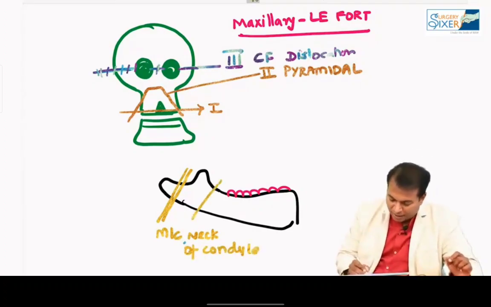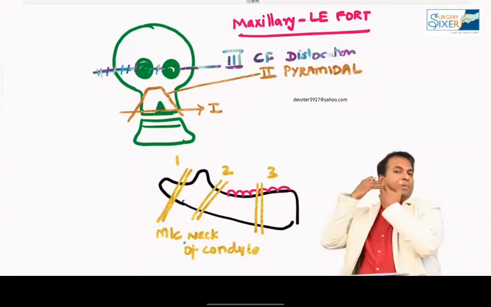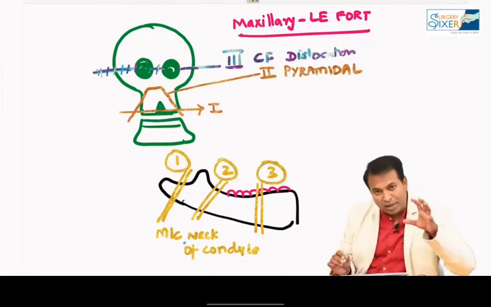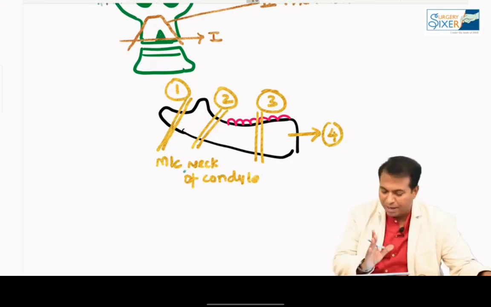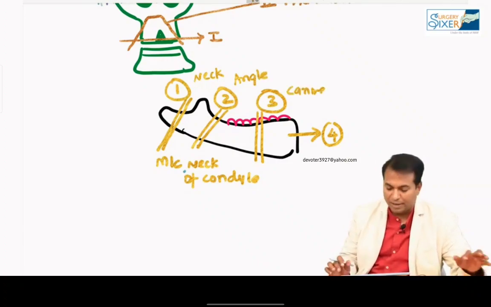And then angle of mandible injury. Then at the level of canine tooth. The order of fracture of mandible is condyle, angle, at the level of canine tooth. This can be asked as an order based question, sequence based question. And last one is middle of the mandible. So in mandible, 1 is neck of condyle, 2 is angle of mandible, 3 is canine level, and 4 is middle of the mandible. This is the order of injury of mandible.